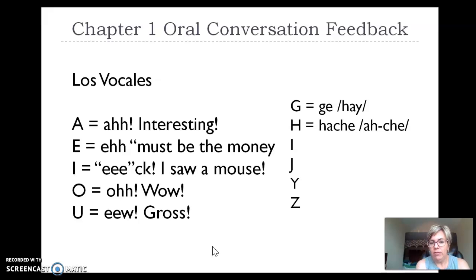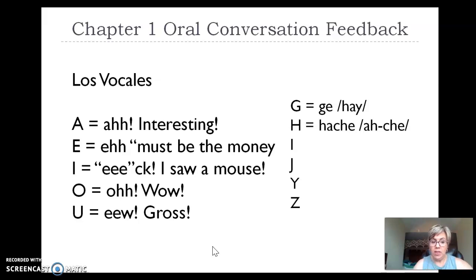So here's some feedback for your oral conversations that you've done so far for chapter 1. This includes the alphabet, el alfabeto español, saludos, right? You did some greetings. And you talked about lo que hay en tu escritorio, right? Using classroom vocabulary. So feedback on these 3 assignments right now.